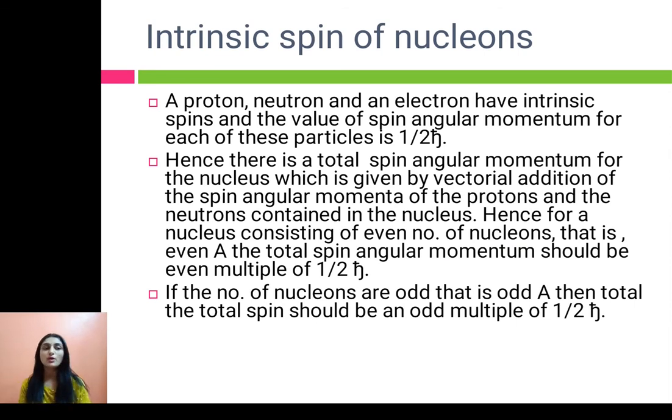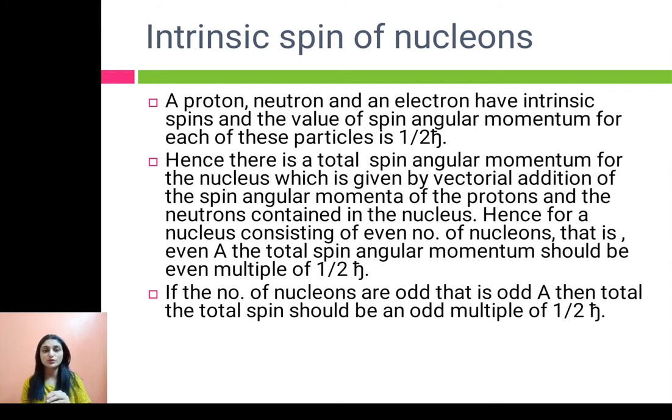Now, when we talk about intrinsic spin of nucleons, a proton, a neutron, and an electron have intrinsic spins. The value of the spin angular momentum for each of these particles, proton, neutron, and electron, is half h cross. Hence, there is a total spin angular momentum for the nucleus, which is given by the vectorial addition of the spin angular momenta of the protons and the neutrons contained in the nucleus. Neutrons and protons together in a nucleus are called nucleons.